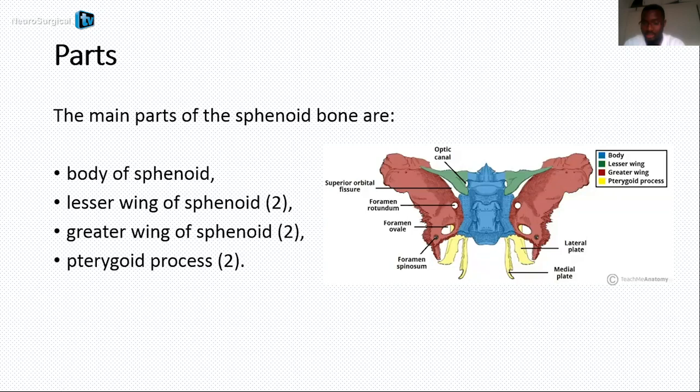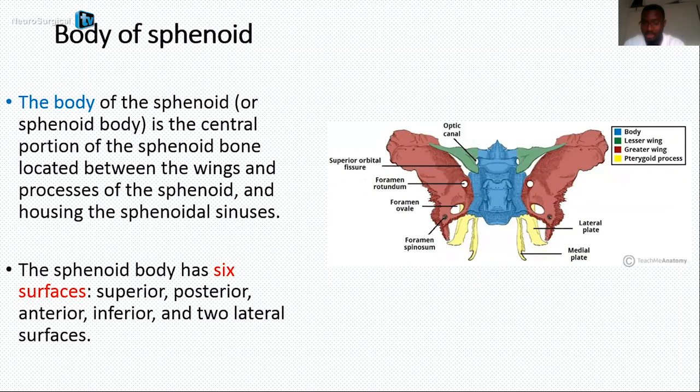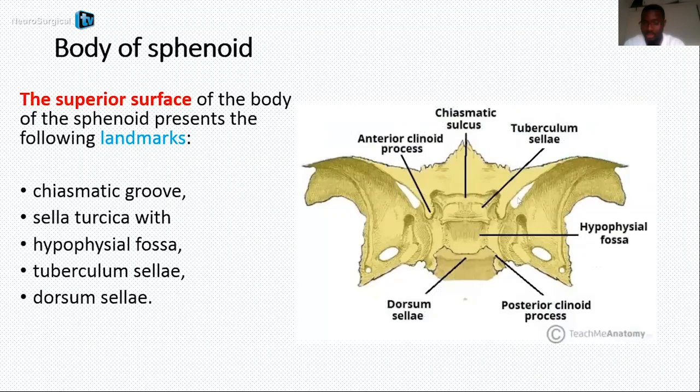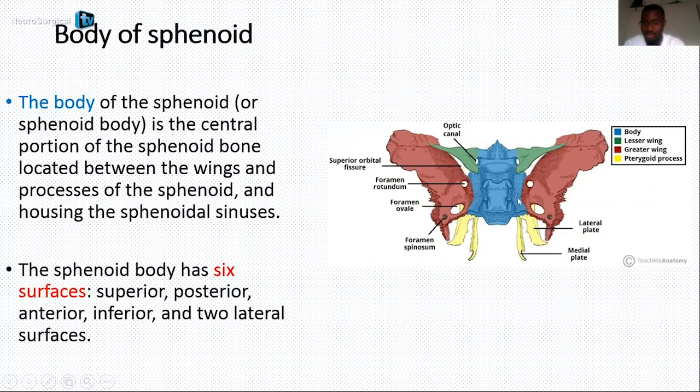The body of the sphenoid is the central portion of the sphenoid bone, located between the wings and the pterygoid processes, and housing the sphenoidal sinuses. The sphenoid body has six surfaces, as you can see: superior and inferior, two lateral parts, and the posterior and anterior surfaces. We're going to go quickly through the superior surface.